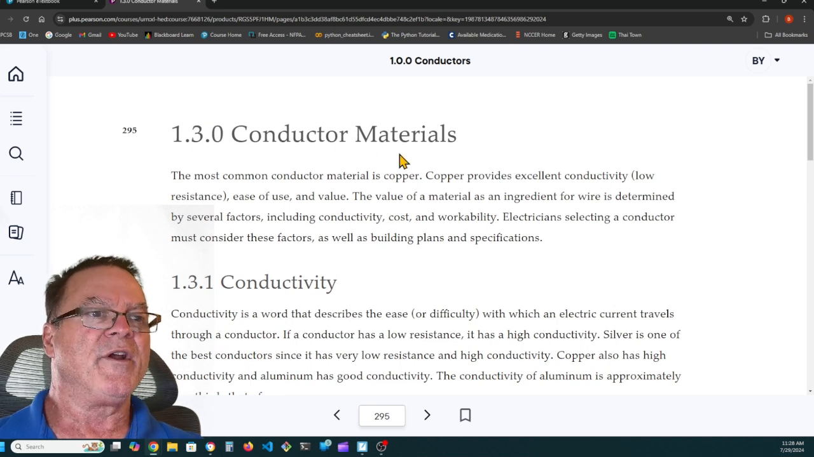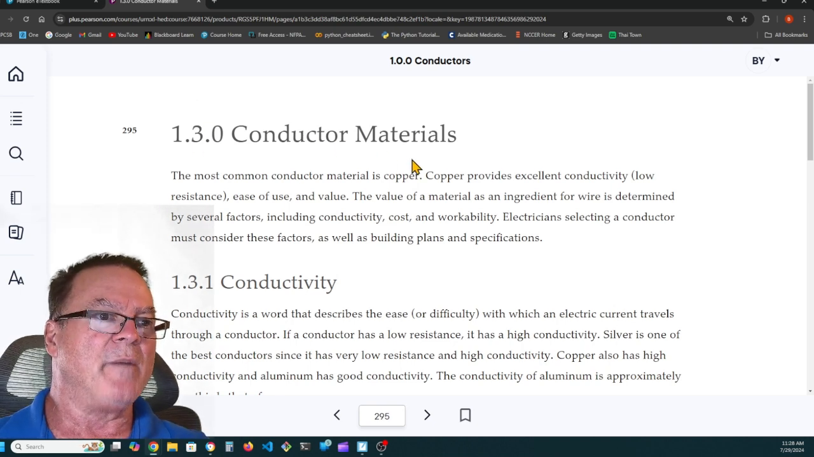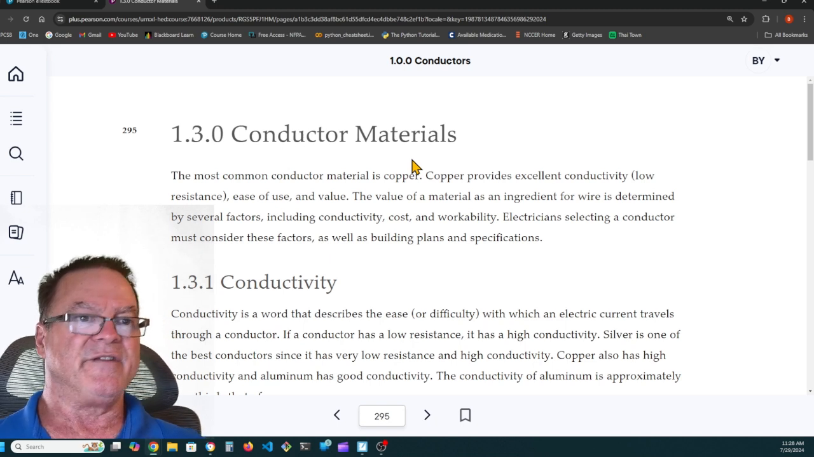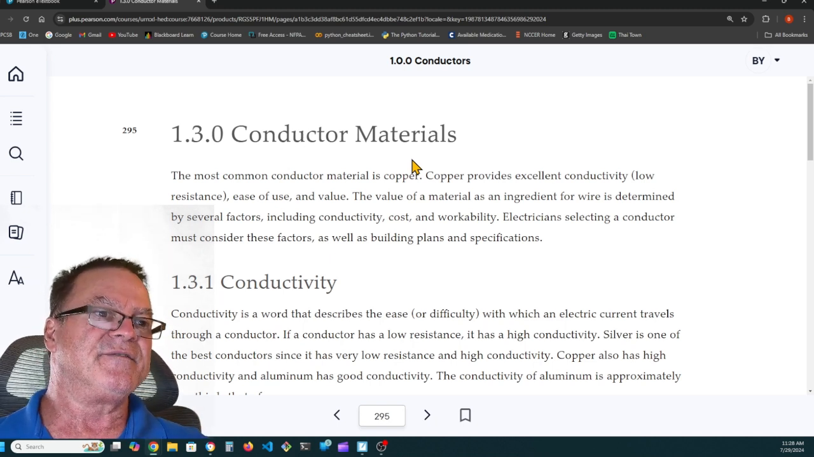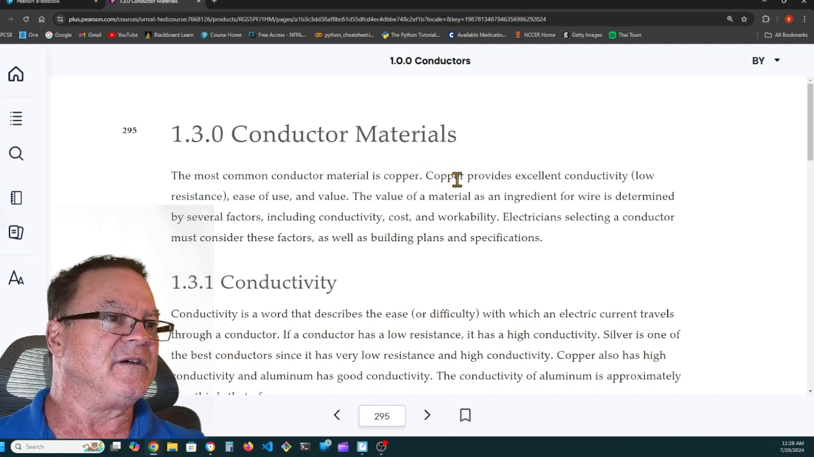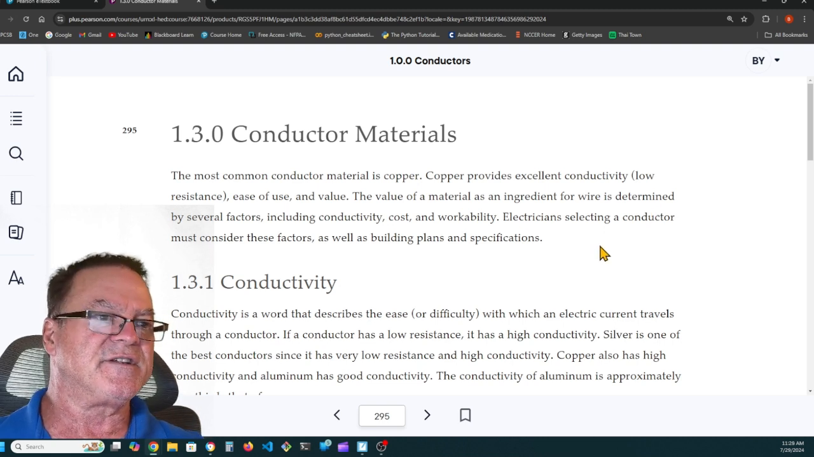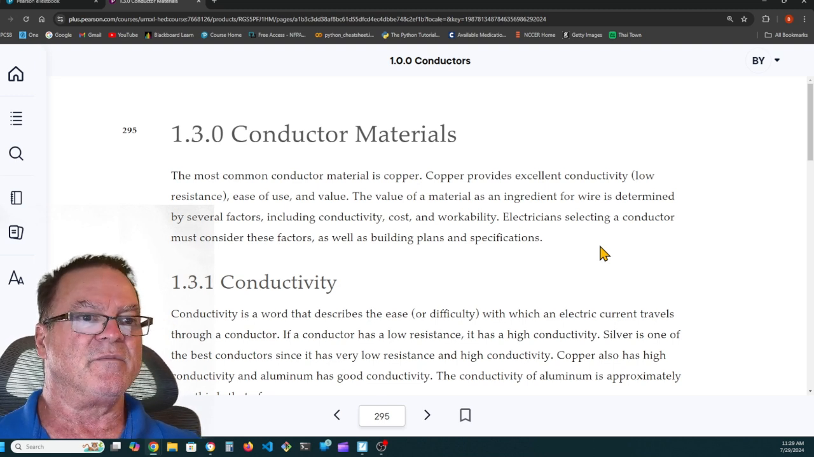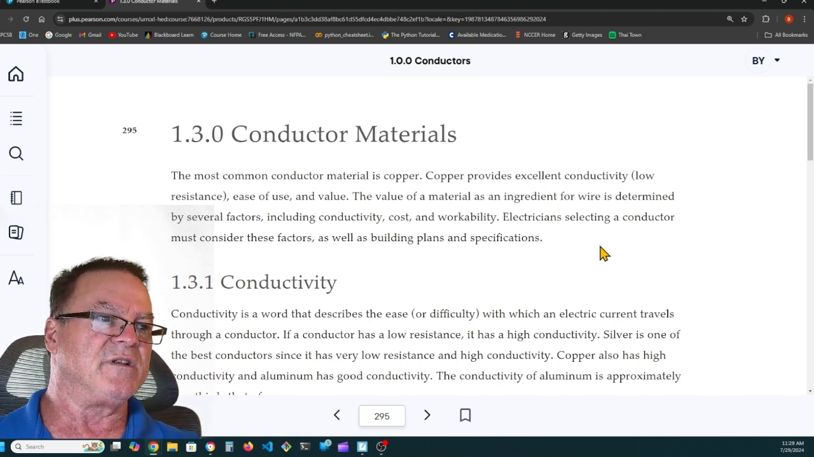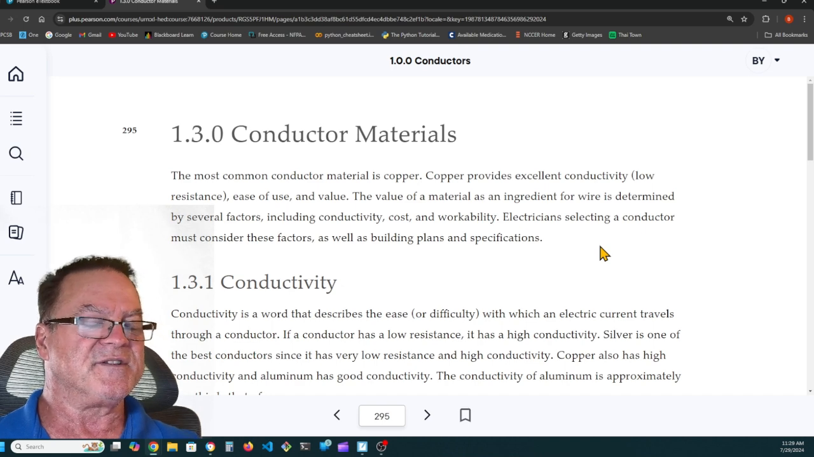1.3.0 Conductor material. The most common conductor material is copper. Copper provides excellent conductivity, low resistance, ease of use, and value. The value of a material as an ingredient for wire is determined by several factors, including conductivity, cost, and workability. Electricians selecting a conductor must consider these factors, as well as building plans and specifications.